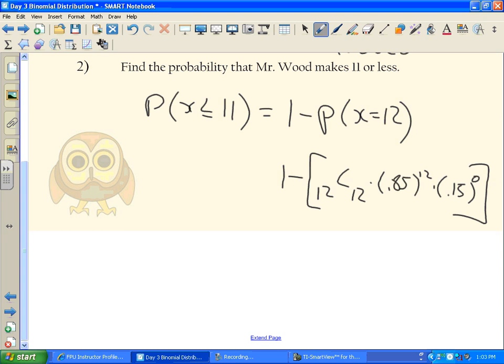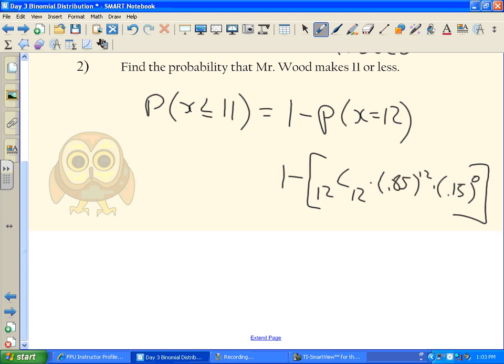If you're thinking at the next level, with 12C12 there's only one way that I make all 12. And by the way, what's anything to the 0 exponent? 1. So it's really just 0.85 to the 12th, and that should make sense.